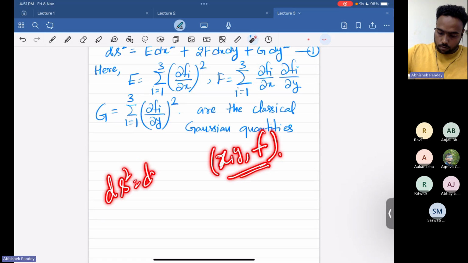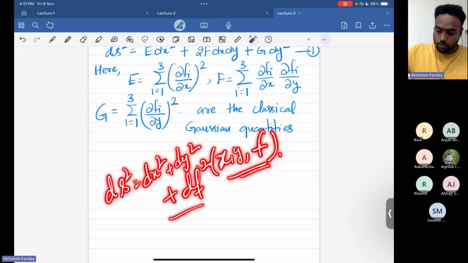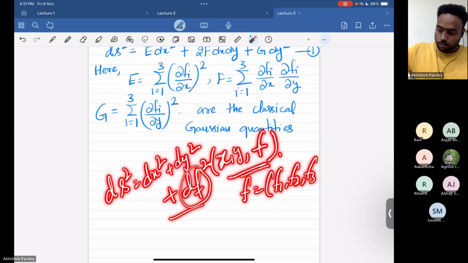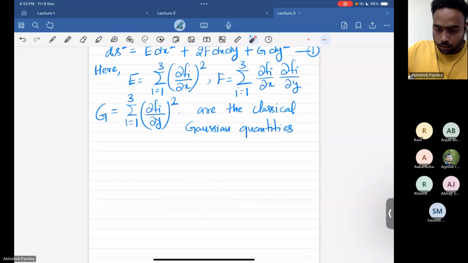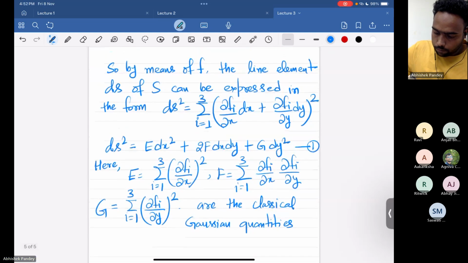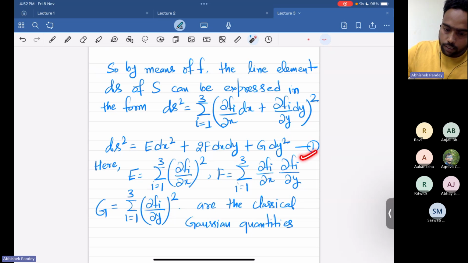So ds square is equal to dx square plus dy square plus dz square. Now calculate this. F is nothing but F1, F2 and F3. Observe that this kind of expression does not depend upon the local parameterization of S. For every local parameterization, we will get this kind of expression.